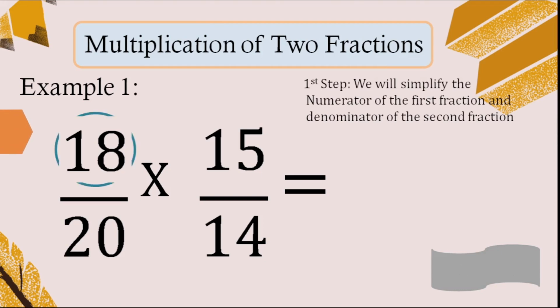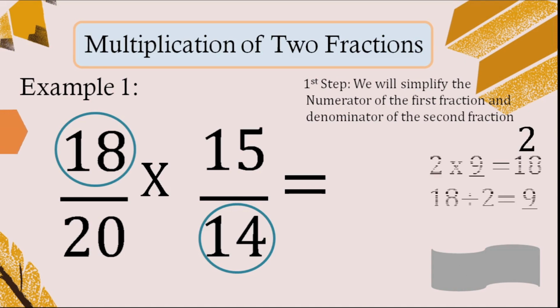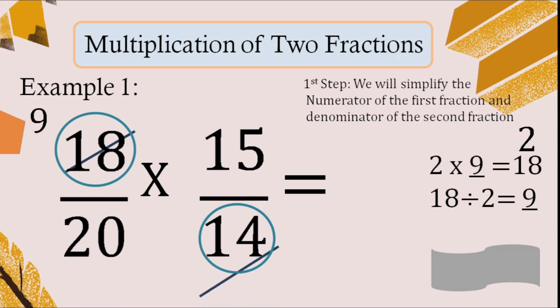In the first step, we are going to simplify the numerator of our first fraction and the denominator of our second fraction. Here we will see in which table both numbers come, or in other words, we are going to find the highest common factor of both numbers. So here we have 2. We will cut our number and then write a new answer over here. Like 2 9s are 18, so cut 18 and write 9. And 2 7s are 14, so 7 will come with it.